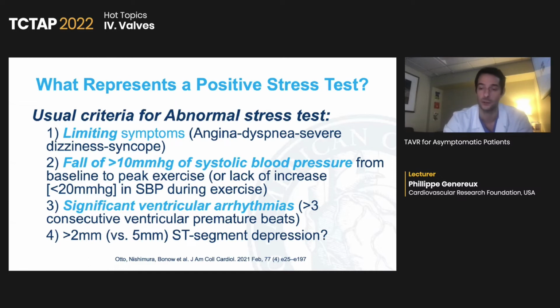The ST depression is very controversial because it could be either strain with the LVH or coronary disease. So this is a very debatable criterion when you have ST depression more than 2 to 5. But actually, it probably mandates a coronary angiogram to rule out coronary disease.